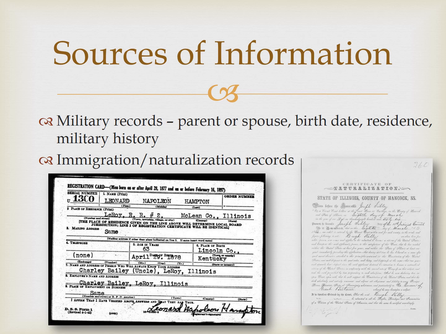Military records, such as draft cards, may include parents or spouses and birth dates. Immigration and naturalization records may also prove helpful, especially when trying to trace an ancestor's place of origin.